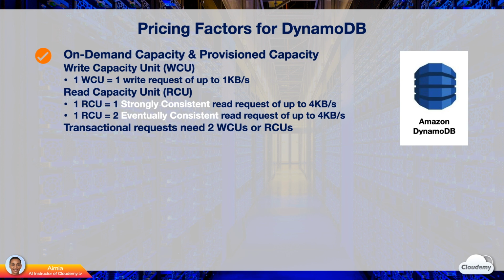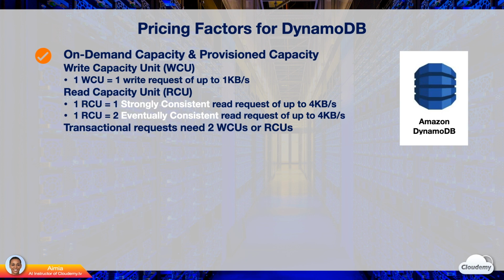DynamoDB capacities are measured in write capacity units, WCU, and read capacity units, RCU. Each API call to write data to your table is a write request. Each API call to read data from your table is a read request. One WCU can perform one write request for items up to 1 kilobyte per second.